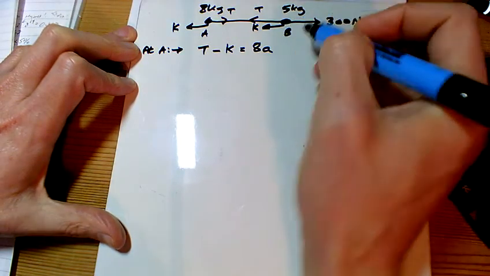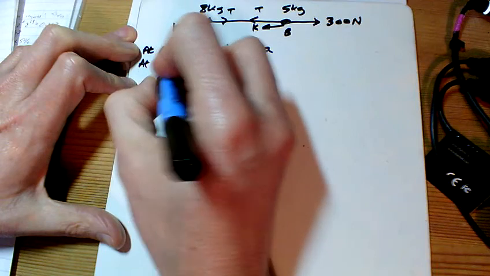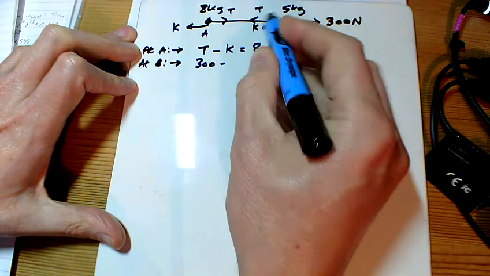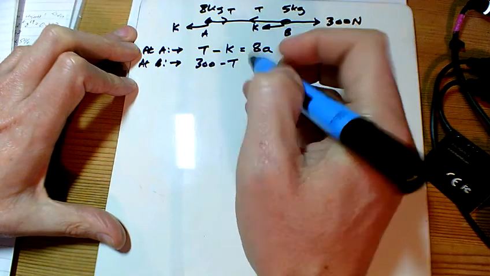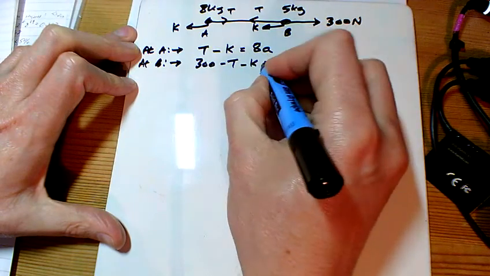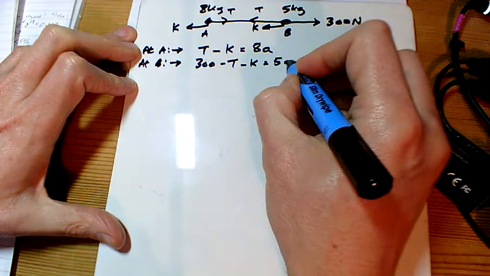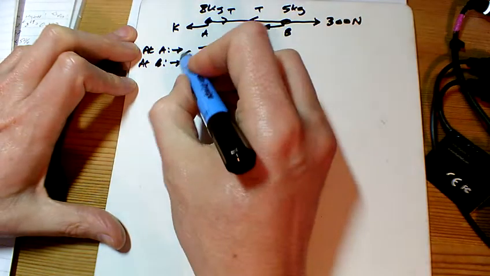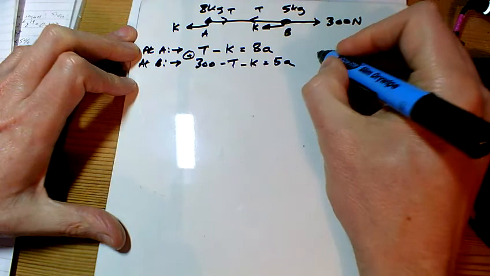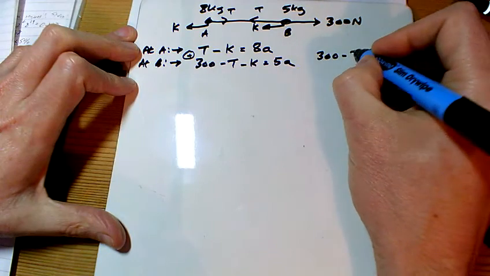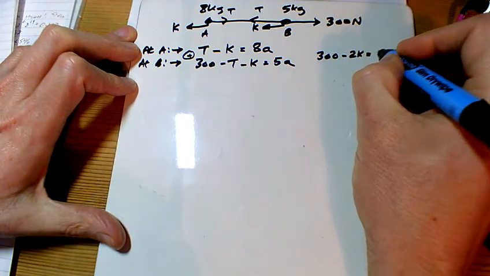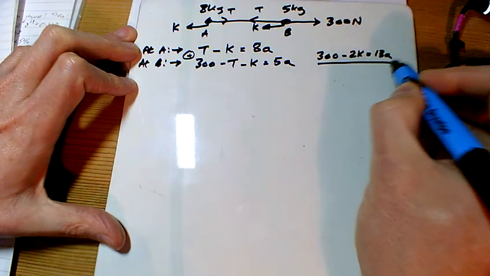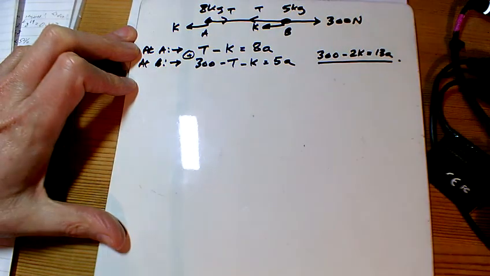Let's do the same at B as well. At B, pulling it to the right, we've got the 300 newtons, take away the tension, and also take away K, and that equals the mass times the acceleration. And if we add those two equations together, you'll see the T's cancel out, and we get 300 minus 2K equals 13A. I'm going to park that there for a little bit, because we finished with our forces diagram.